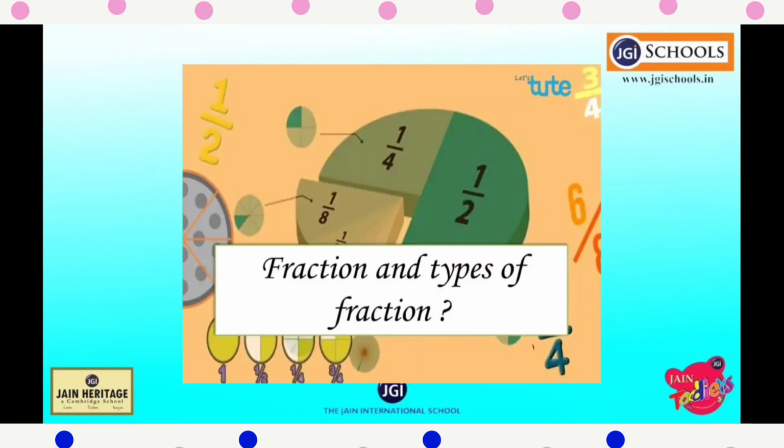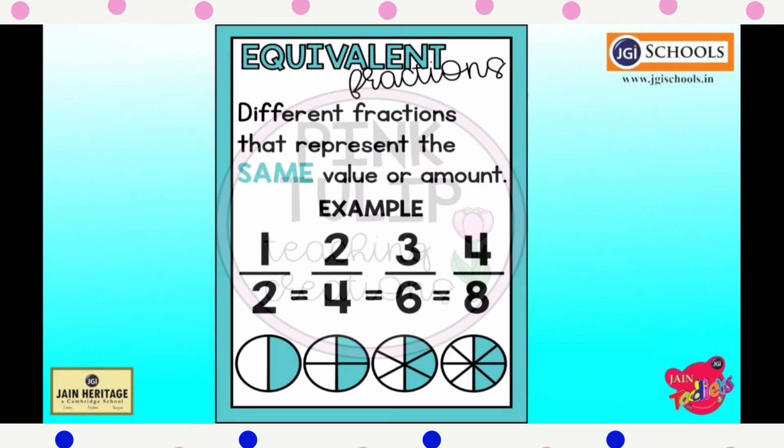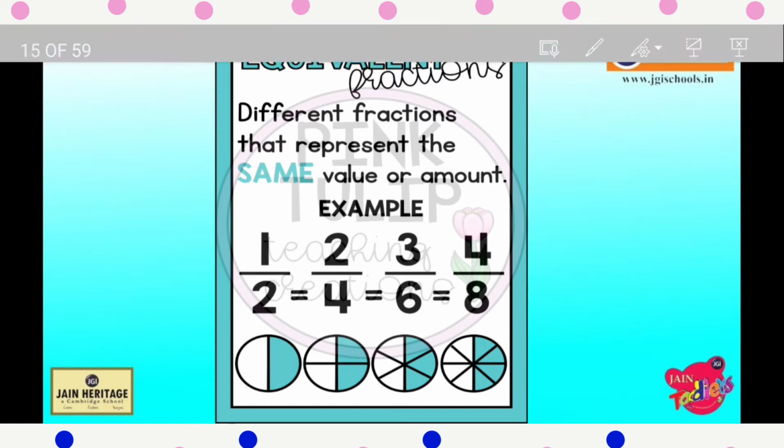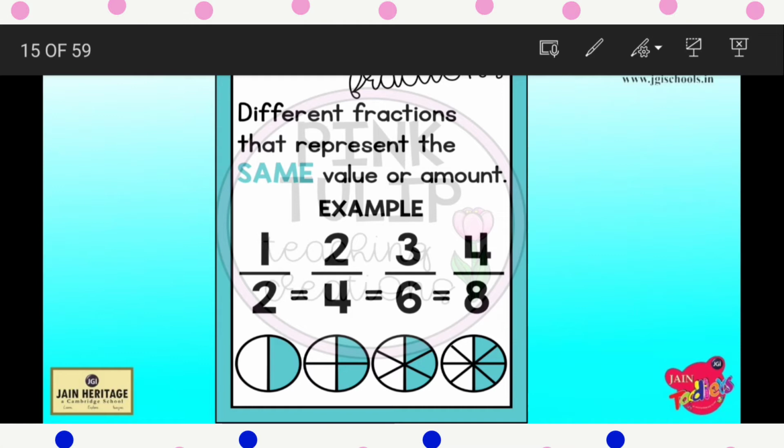Now, what are fractions and the types of fractions? First is equivalent fraction: different fractions that represent the same value or amount. For example, you can see there are 4 circles in total. In the first one it is 1 by 2. In the second one it is 2 by 4, because two parts are shaded and the total is 4. Third is 3 by 6 and fourth is 4 by 8.